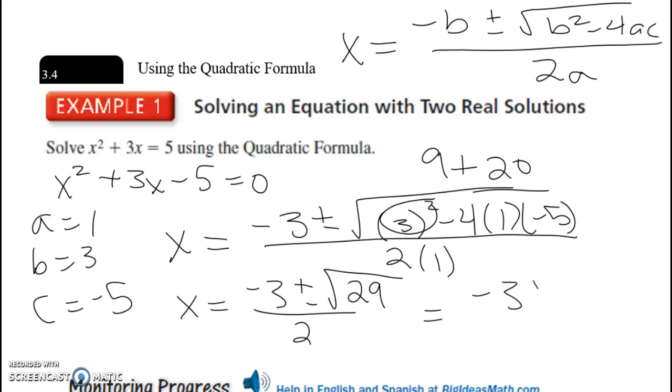Next, try and simplify the radical if possible, if you can take any perfect squares out. In this particular example, we cannot. So we're going to leave it the square root of 29, all over 2. So we are finished simplifying this radical. This is our final answer.